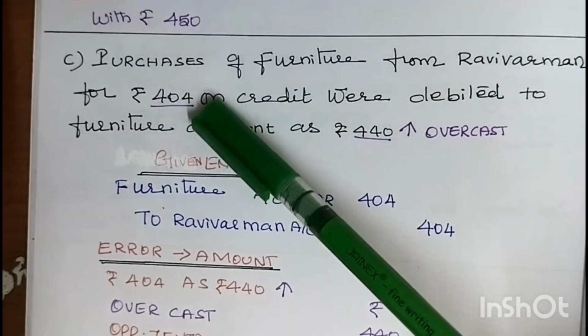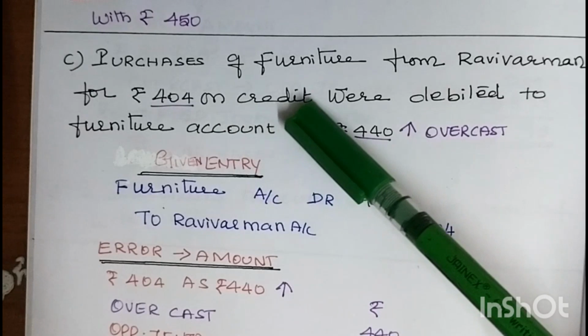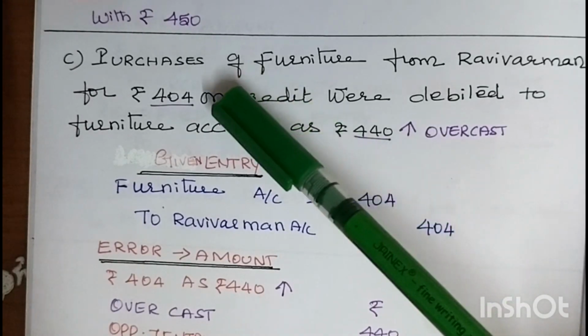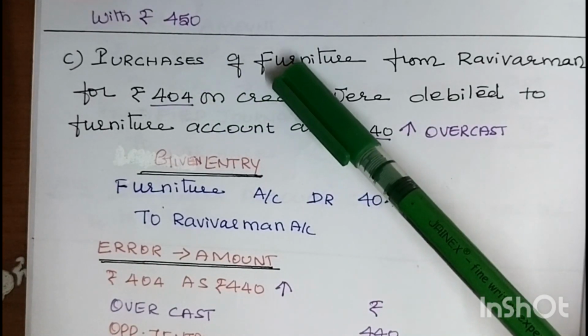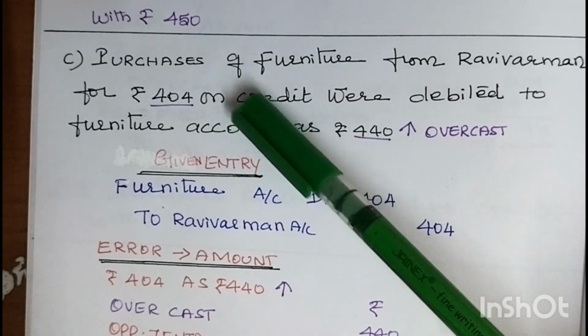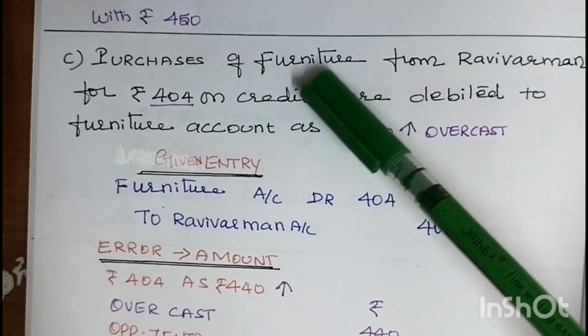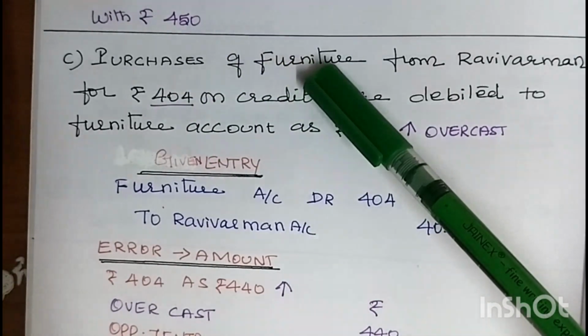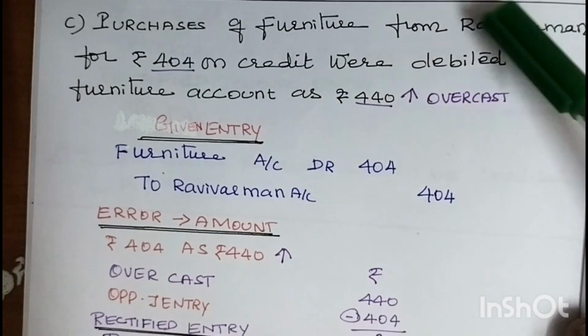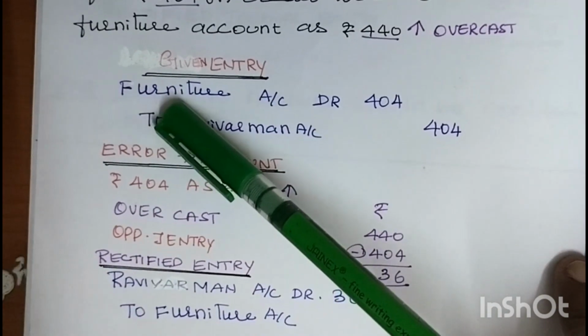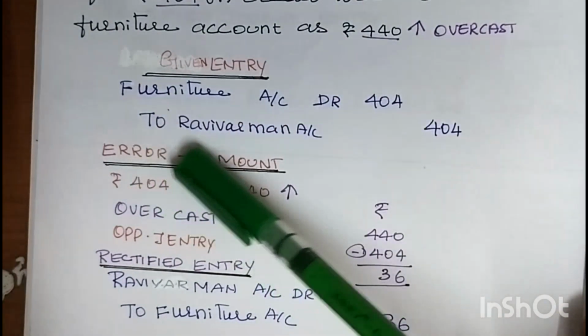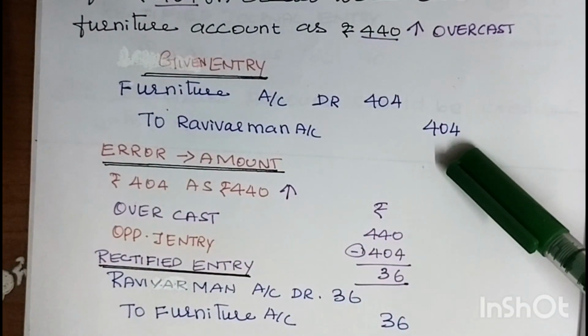For on cash or credit? On credit. You purchased furniture on credit. This is the credit purchase. You purchased furniture, which means you purchased an asset from Ravi Varman. What is the given entry? Furniture account debit 404 to Ravi Varman account.